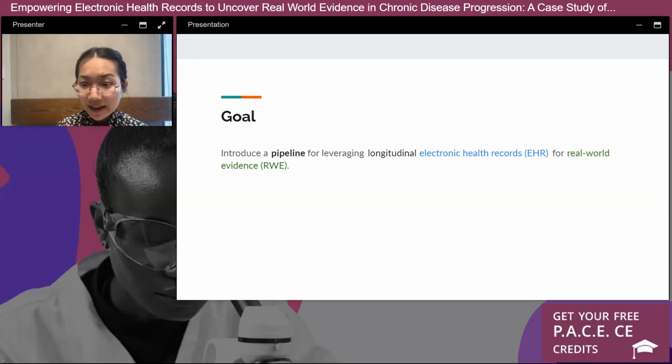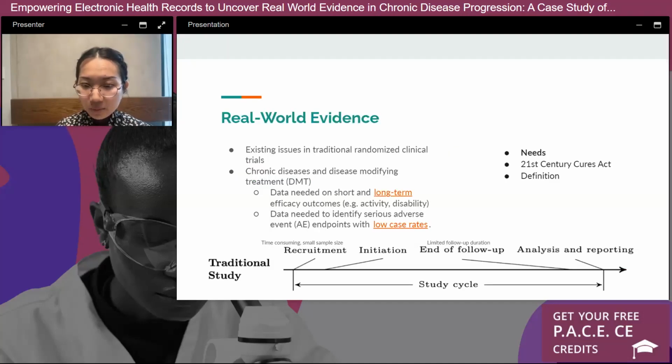But before we go any further, we have to make sure that we're all on the same page of what exactly is real-world evidence. Before this term came into play, a lot of the clinical decisions were made based on traditional randomized clinical trials. Here is a timeline illustration of what a traditional study would look like.